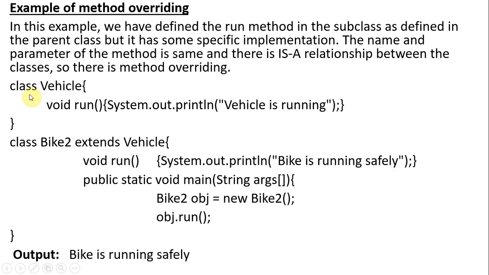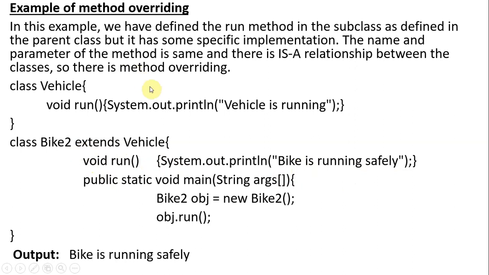If you observe the same example, class Vehicle, void run, System.out.println "Vehicle is running". Vehicle may be a car, bike, bus, truck, whatever. But I just want to know how a bike is running. So Bike2 extends Vehicle, void run. Here I am presenting a method with the same name, the same parameters, and the same return type. System.out.println "Bike is running safely". This method has an implementation of a bike is running message in the Bike class.